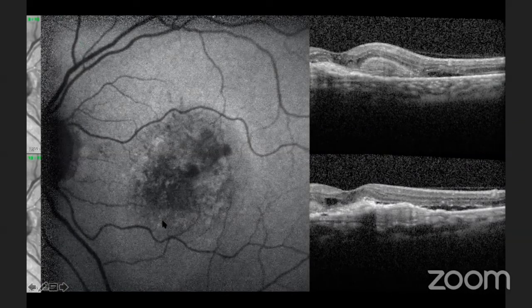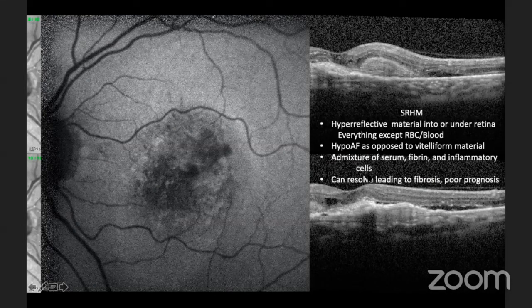If you do autofluorescence in these patients, we see that there is no hyperautofluorescence corresponding to these lesions. Now, that is what is known as subretinal hyperreflective material. It can extend into the retina or it lies underneath the retina. And as per the current definition, it includes everything except blood.